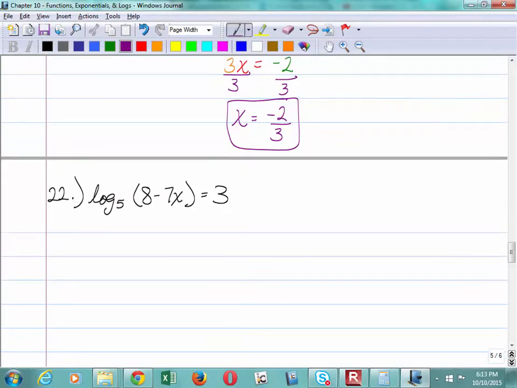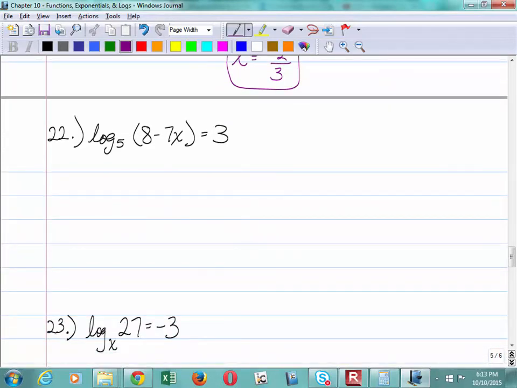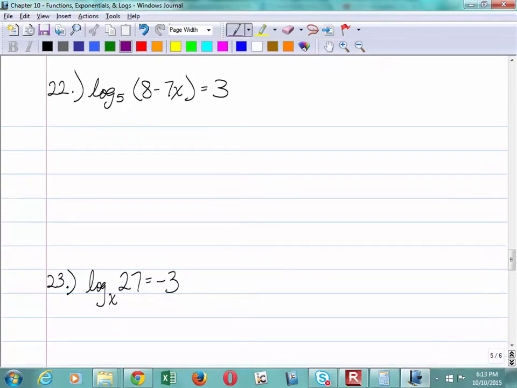Alright, number 22, log base 5 of 8 minus 7x is equal to 3. So in this case, 8 minus 7x is what we would refer to as the argument of the log. Okay, so that's just a little bit of terminology for you, not that big of a deal. So we would say 5 to the third power equals 8 minus 7x. And we know 5 to the third power is equal to 125. So 125 equals 8 minus 7x.